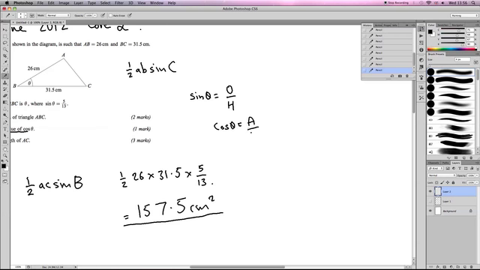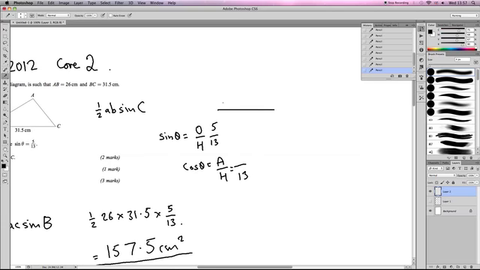adjacent over hypotenuse. Sorry, I said that one wrong. Sine is opposite over hypotenuse. And this one, cos, of course, is adjacent over hypotenuse. We've got the opposite, which is 5, and we've got the hypotenuse, which is 13. So this one will also be something over 13, but we don't know what that something is. The only way we can find out is by Pythagoras. So we've got a right angle triangle here. Our opposite is 5. Our hypotenuse is 13. We've got to find out what adjacent is.